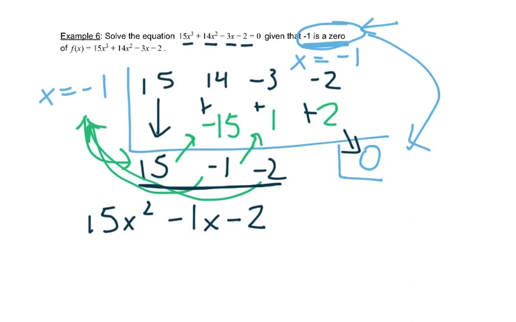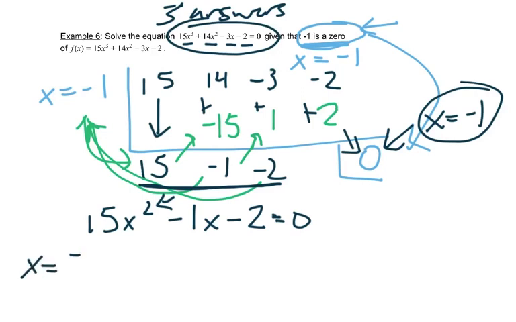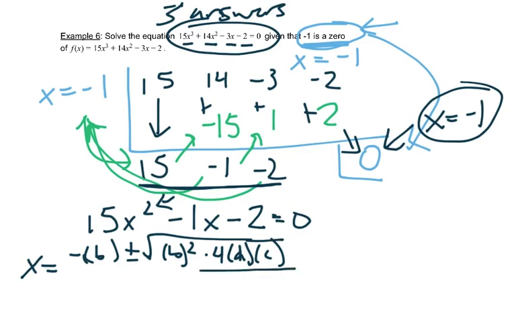We want to solve this. Remember that this x cubed means that there's 3 answers. This 0 tells us that x equals -1 is one of those 3 answers. And there's still 2 more to find. But because this is an x squared equation now, we can use the quadratic formula. So we know that x is equal to the opposite of b plus or minus the square root of b squared minus 4 times a times c all over 2 times a.